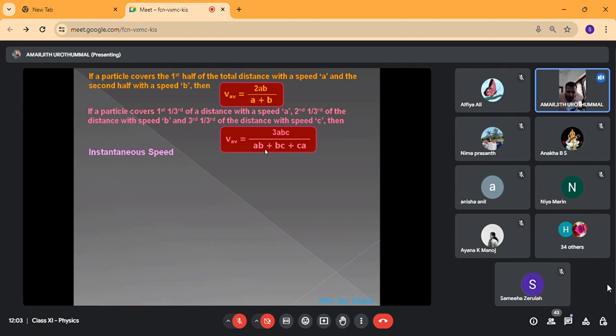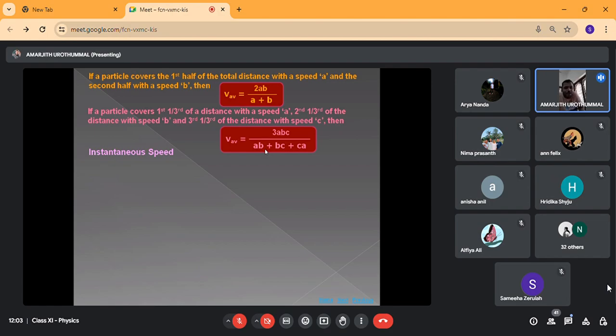What is the speed from Kasargod to Kannur? Question number 1. Your answer? 80 kilometer per hour. No doubt, because in the question itself I told. Second question. What is the speed from Kannur to Calicut? 100 kilometer per hour. No doubt 100 km per hour.